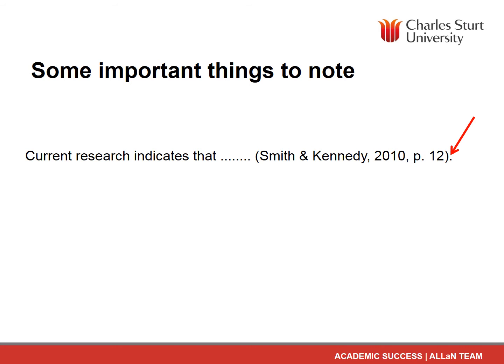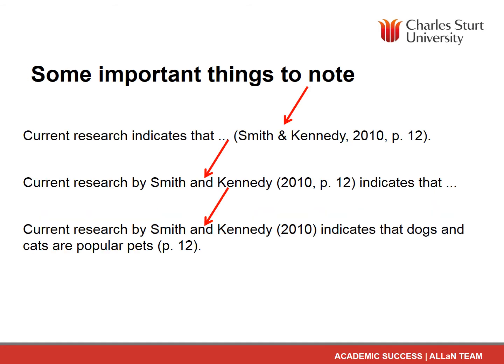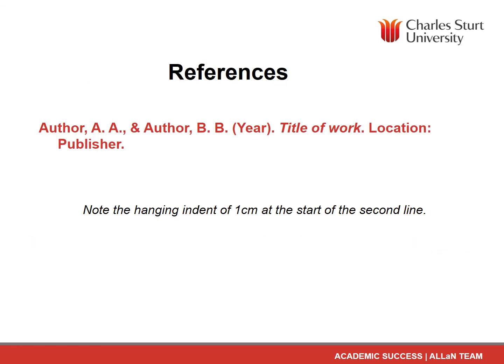Note the use of sentence punctuation comes after, not before the citation. Note the space before the page number. Note the use of an ampersand, the symbol for and, only when the author's names are within parentheses. Note the connection between the author's surname and the year of publication. They cannot be separated. However, the page number can be separated from the author's name and year of publication.